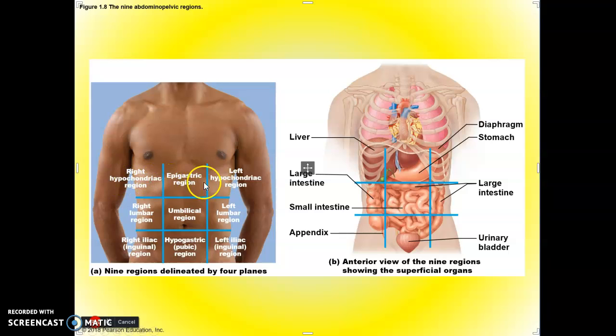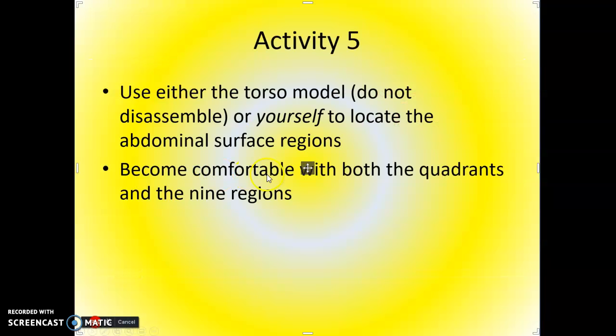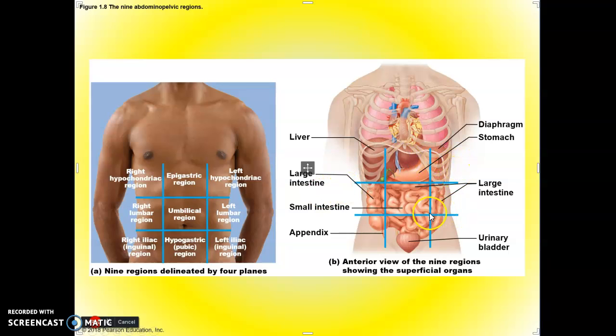I forget what those refer to, but hypo is below. I think the chondriac refers to the ribs. So below the rib region, below the rib region. And then we've got the right and left iliac regions, or inguinal, and iliac refers to the bones of the pelvis there. So right or left iliac region. So those are the nine regions. Starting from the umbilical region, you can move right and left, up and down, and then get the corners there. And here you can see inside the divvying up.